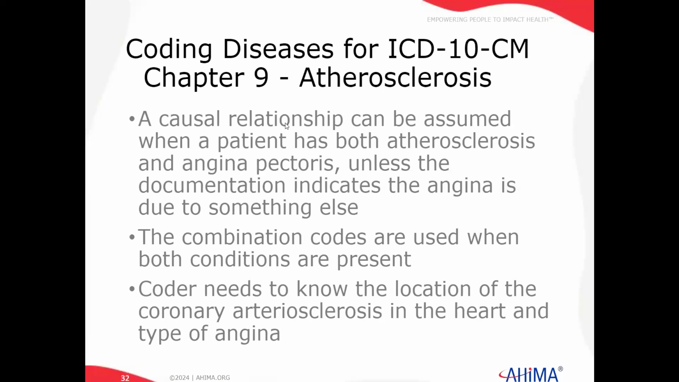And there's a causal relationship when a patient has atherosclerosis and angina, unless the documentation says otherwise. We use these combination codes when both conditions are present. And to assign the correct code, we need to know the location of the coronary arteriosclerosis in the heart and the type of angina.